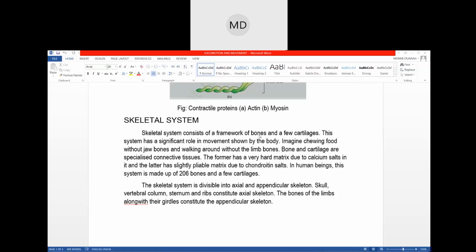Ma'am, these actin and myosin, where are they located, in the bones or in the muscles? Muscles. They are found in the muscles, not bones. Contractile proteins are in the muscles. They help in muscle contraction, not in the bones.